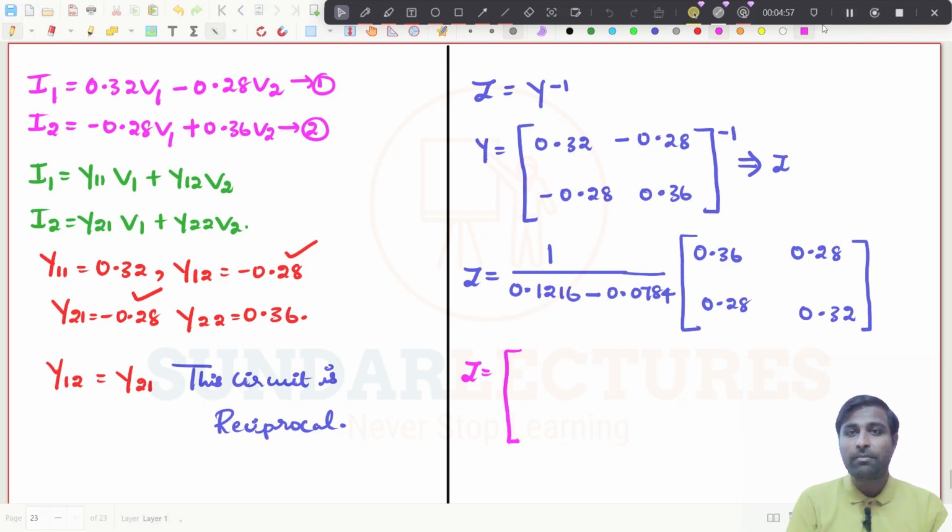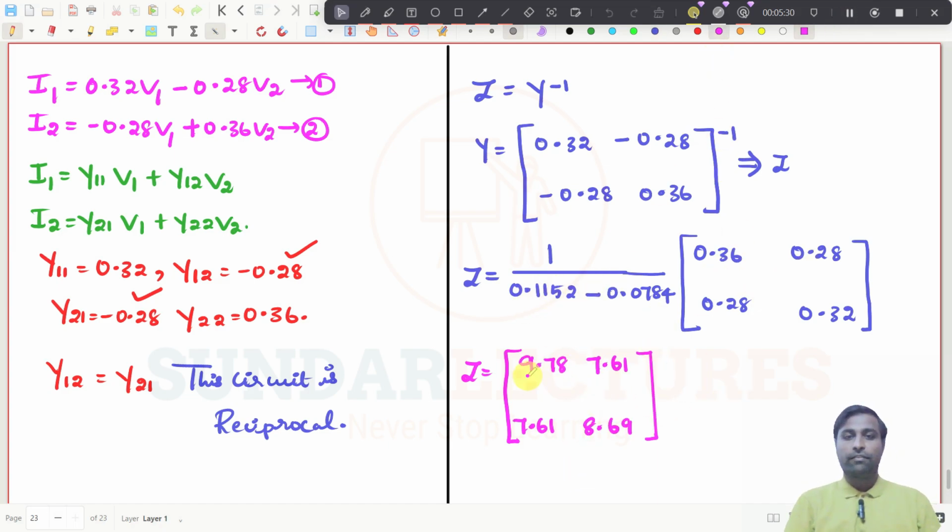See, one minute, I have made a mistake here. If you multiply 0.32 and 0.36, I am getting 0.1152. And if I multiply these two, 0.28 into 0.28, I am getting 0.0784. This is correct, right? So I made a mistake. You just change this down, and then I will write the final expression.